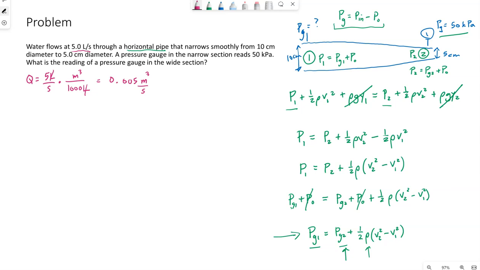We know flow rate is not just volume per time. It can also be written as cross-sectional area times speed. So we can find these speeds. The speed at point 1 will be this flow rate divided by the cross-sectional area at point 1. And similarly, the speed at point 2 will be the same flow rate, because it is constant, over the cross-sectional area at point 2.